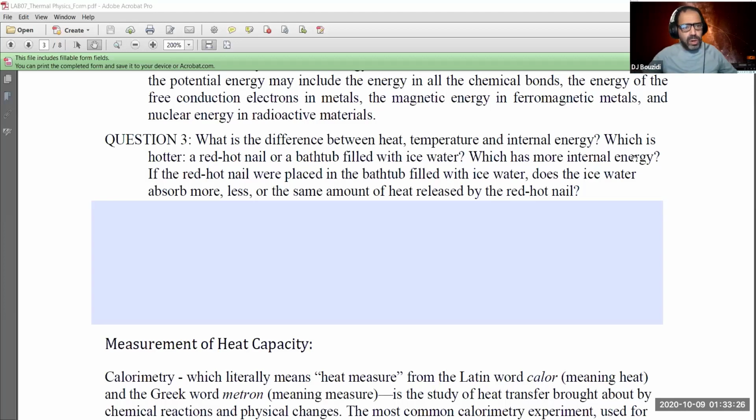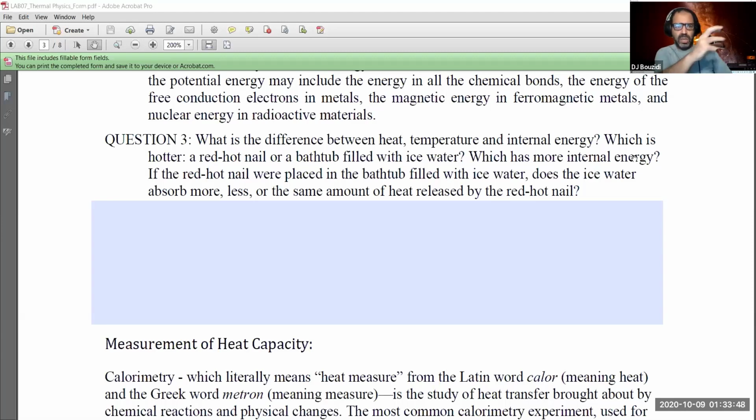But it has more of that material than the red hot nail. So in this case, how much matter you have matters, okay? If the red hot nail were placed inside the bathtub filled with ice, does the ice absorb more, less, or the same amount of heat? It has to absorb the same amount of heat. There is a conservation of energy.